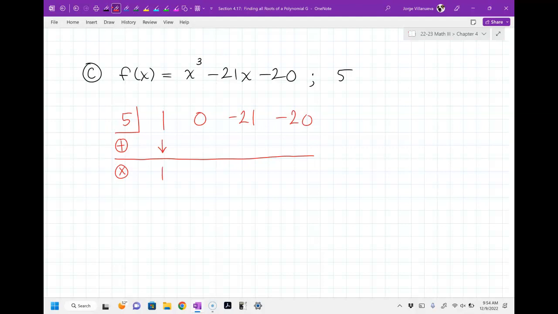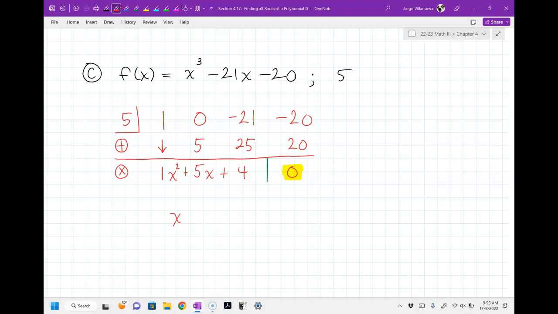So drop the 1. 5 times 1 is 5. 0 plus 5 is 5. 5 times 5 is 25. Negative 21 plus 25 is 4. 5 times 4 is 20. And negative 20 plus 20 is 0. Okay, again, as long as you see this, you know you're on the right track. Okay, if you see a 0 at the end, you're on the right track. So now let's write our answer, the thing that we got. So this is going to be 1x squared plus 5x plus 4.